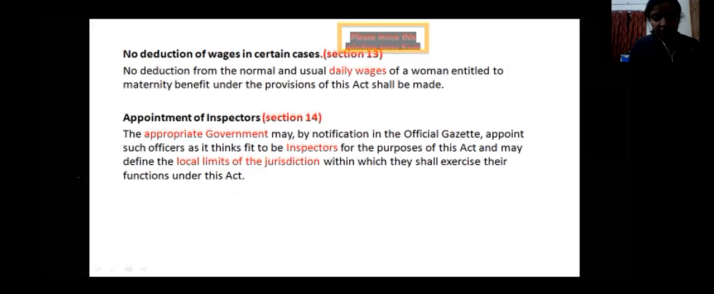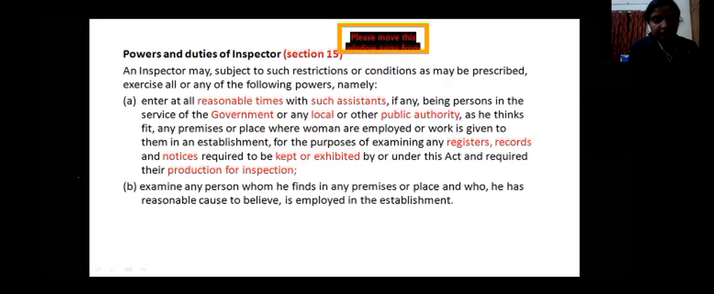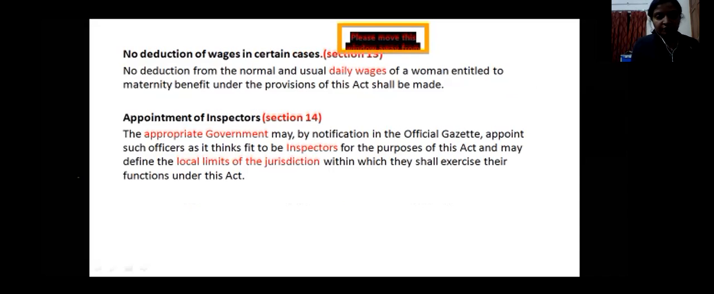Then comes appointment of inspectors, section 14. These are all very simple things. According to section 14, the appropriate government, you all know who appoints the inspector in most acts. Here the appropriate government may, by notification in the official gazette, appoint such officer as it thinks fit to be inspector for the purpose of this act, and may define the local limits of the jurisdiction within which they shall exercise their functions under this act. That means who will appoint the inspector? The only thing you have to remember here is that the appropriate government will appoint the inspector. Okay, and it will decide the local limits of the jurisdiction, the authority which has to be assigned to him, within which they shall exercise their functions.